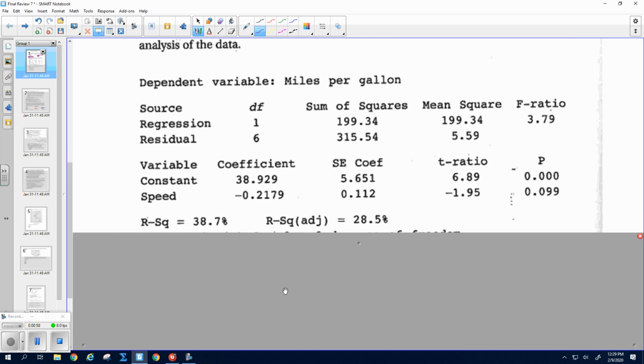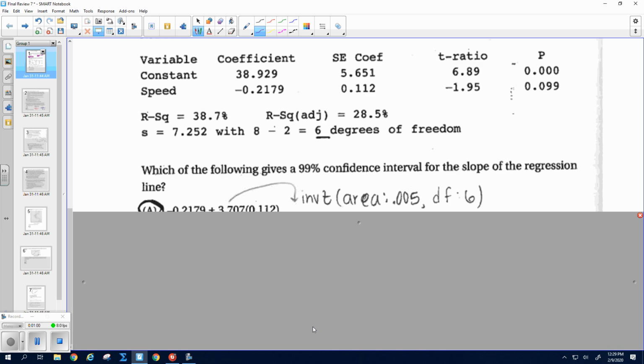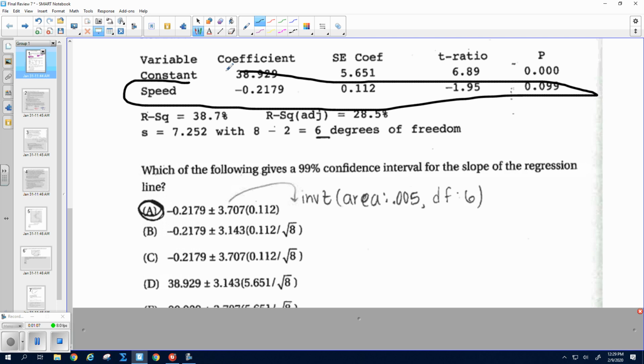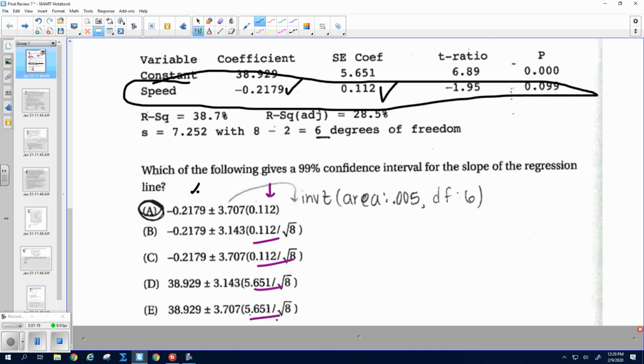All right, so regression on the slope. So remember that this whole second line here is slope, and this is the slope, and this is the standard error of the slope. So here we have our slope, and here we have our standard error. All of these are more like your formula for means. And then, of course, this comes from inverse t. We use inverse t for slope.